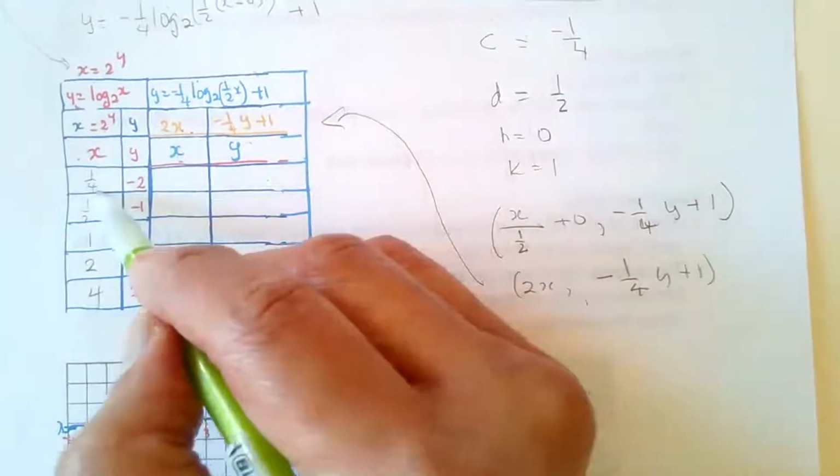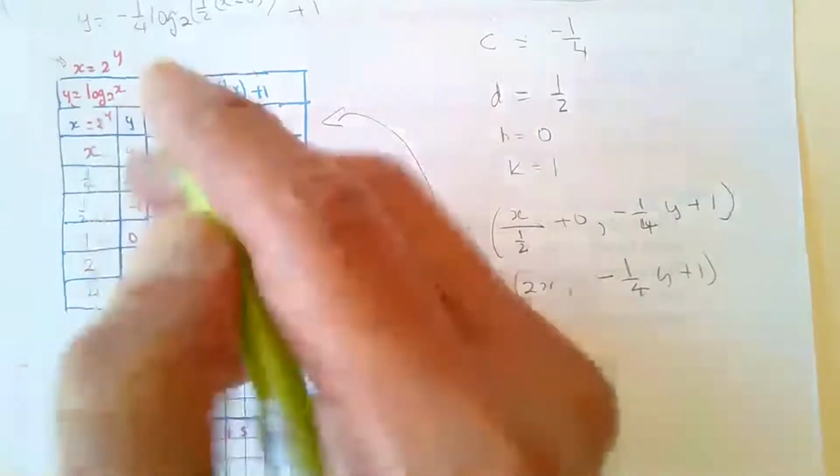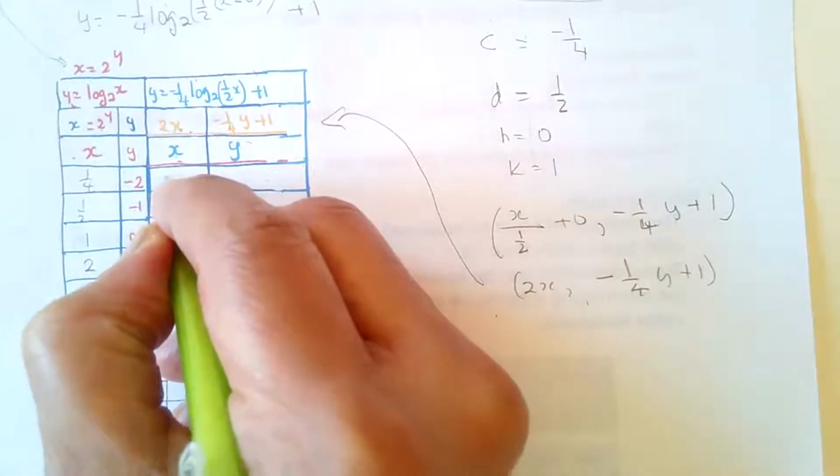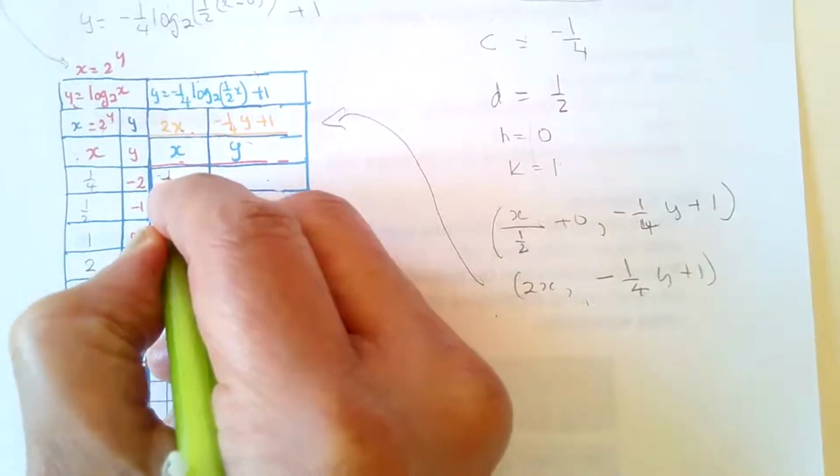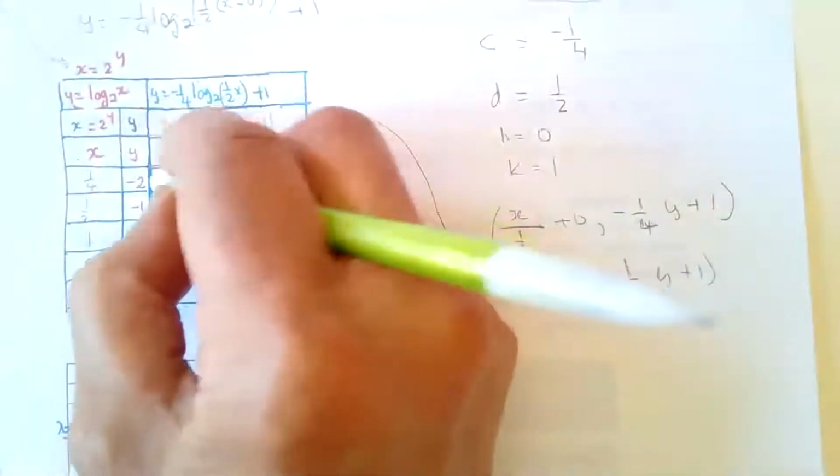So 2 times x would be 2 times 1/4, so it'll give me 0.5. If I would write that here, 1/4 multiplied, I wouldn't have enough space here.